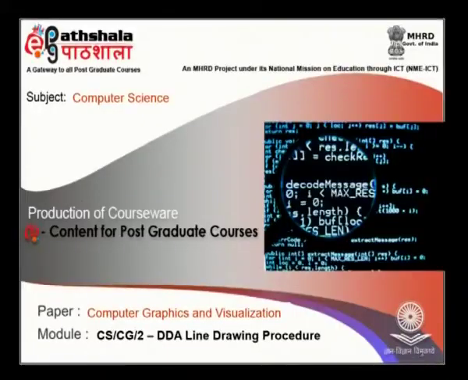We will start with the DDA line drawing procedure, followed by that will be the Bresenham's line drawing procedure, and followed by that is the circle drawing procedure. So, hope you remember all that we discussed. That will be really useful for this session as well. Let us continue with this second session today.